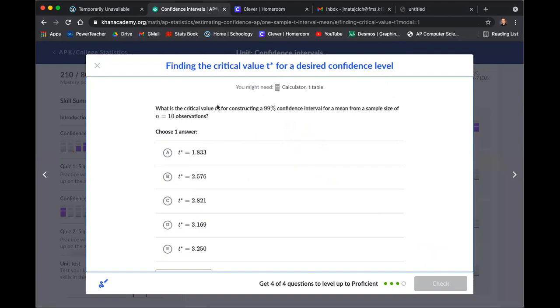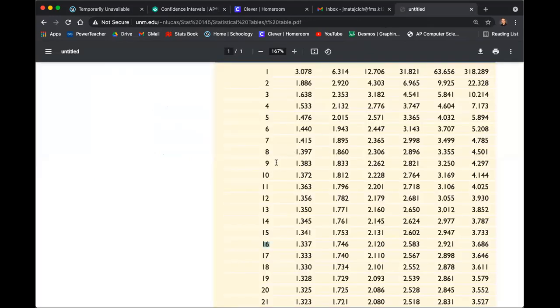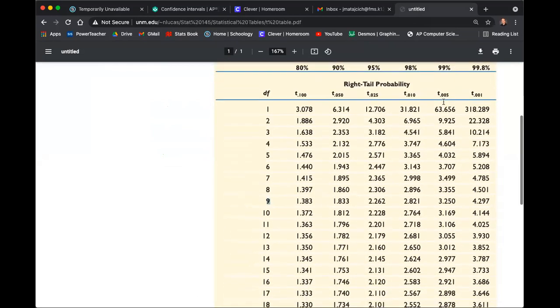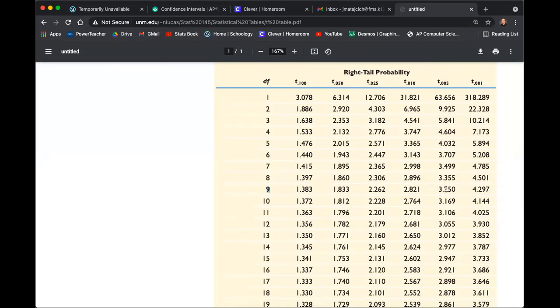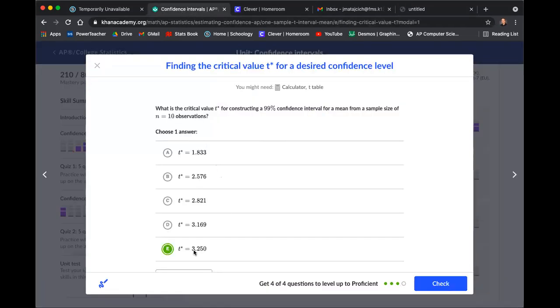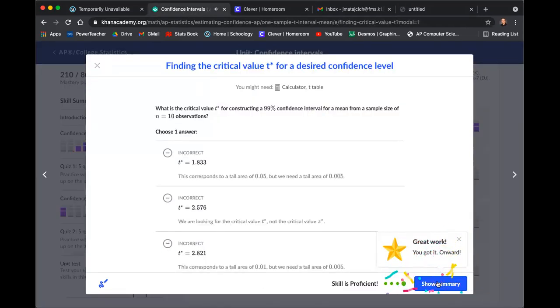What is the critical value, t, not z, for constructing a 99% confidence interval for a mean, and the sample size is 10? So again, the sample size is 10, but when we go to this table, we want to use 9 degrees of freedom. 9 degrees of freedom at 99% confidence gives us a critical t-value of 3.250. So down here. And that's it for these critical t-values.